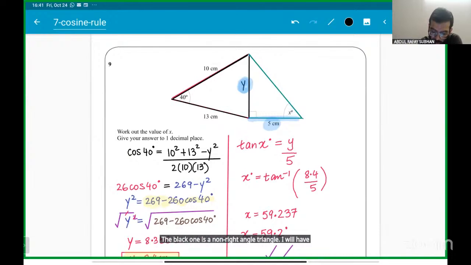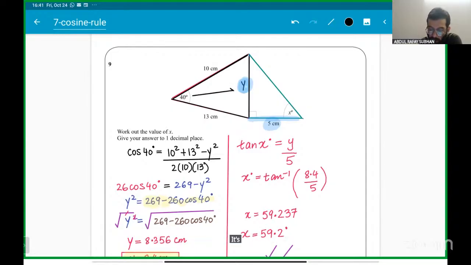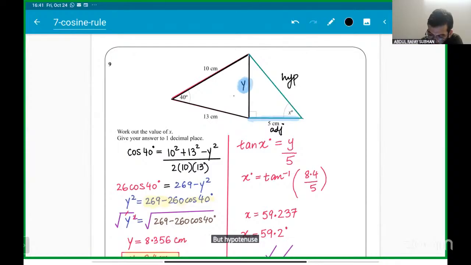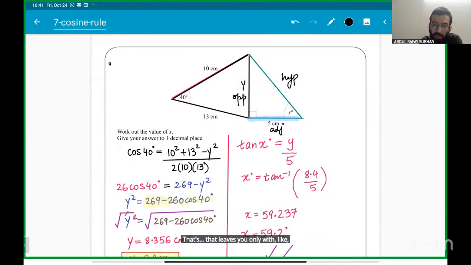I will have to apply the cosine rule because, in front of the angle, if you apply cos, the problem will be that cos means adjacent over hypotenuse. You need this measurement, right? हाँ बिल्कुल, the answer will be incorrect because adjacent तो है but hypotenuse नहीं है ना. You have only opposite and adjacent available. Opposite over adjacent is tan. That leaves you only with tan; nobody can apply sine or cos here because it's only solvable through tan theta. Understanding, it's only solvable through tan theta.